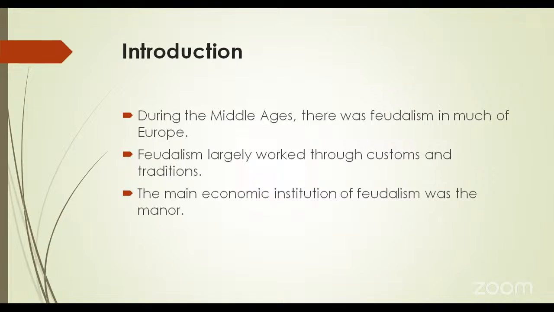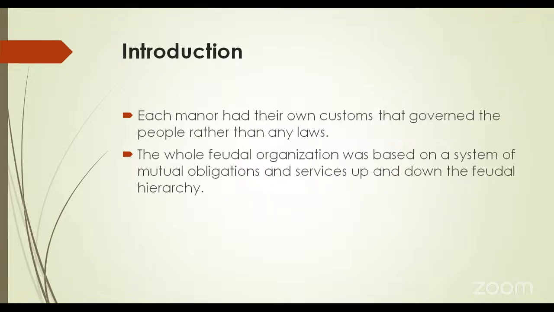In the Middle Ages, there was feudalism in much of Europe, largely working through customs and tradition. The main economic institution was the manor. Remember, in India, there was the Jajmani system. There was the Jajman, who was like a manor. There was a sort of feudalism with princes, with lords. The same thing worked almost across the world. Each manor had its own customs that governed the people rather than laws.